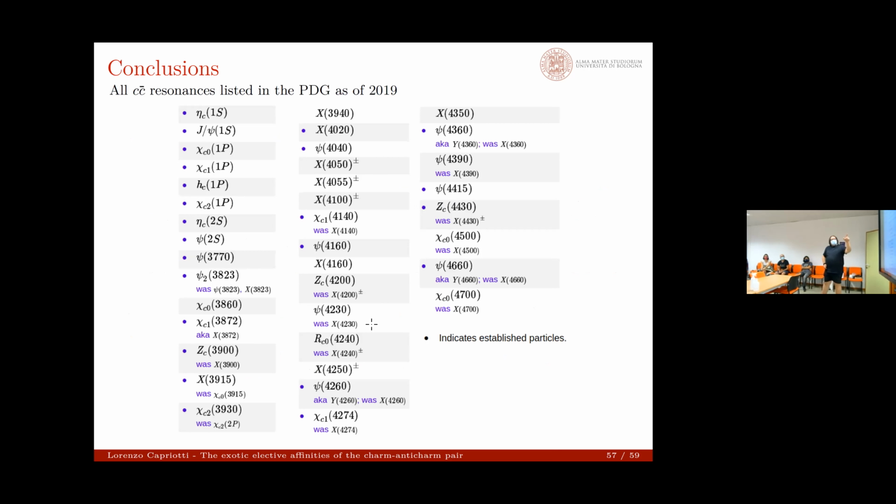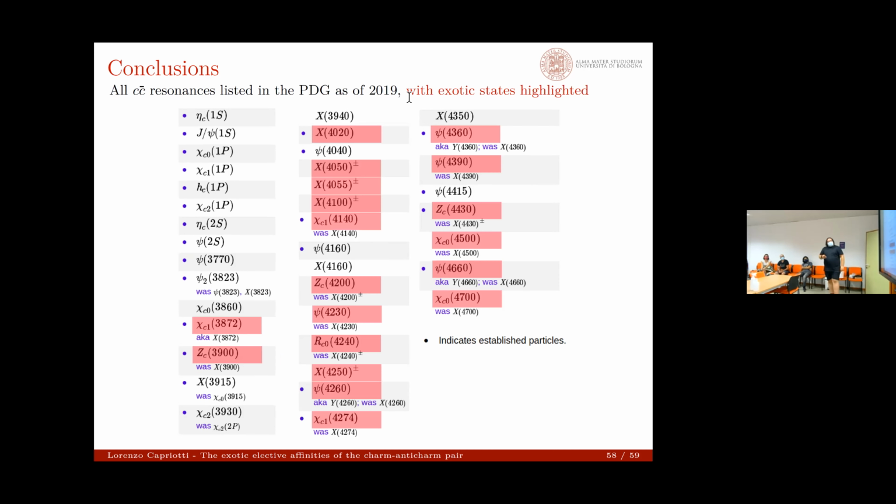This is the list of the c-cbar resonances as of 2020, actually not 2019 because there was an update. This is the list of all the c-cbar states from the PDG, and the red ones are the exotic candidates. So basically, half of the charmonium spectrum today is composed of exotic candidates. So there's a lot to do, and probably we'll have a lot of surprises also in the b-bbar spectrum, where the environment is even cleaner than this. And that's it.